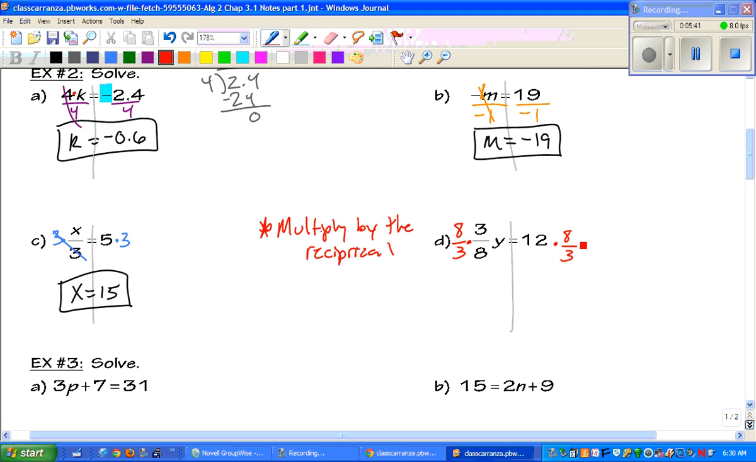So I'm going to multiply both sides by 8 over 3. The reason we multiply by the reciprocal is 8 over 8 gives you 1, and 3 and 3 reduce to 1, so we're just left with y. Okay, off to the side, I'm going to do 12 over 1 times 8 over 3. 12 and 3 change to 4 and 1, which gives us 32 over 1 when we multiply that out, or just 32.